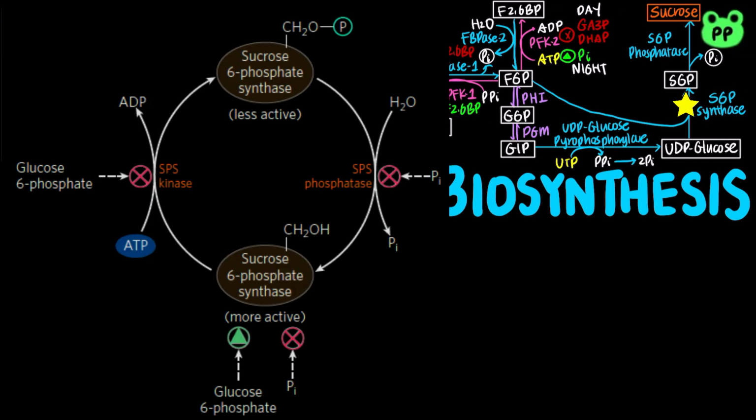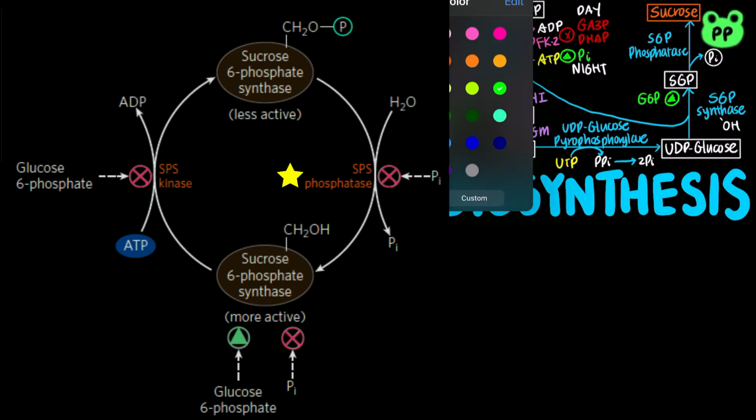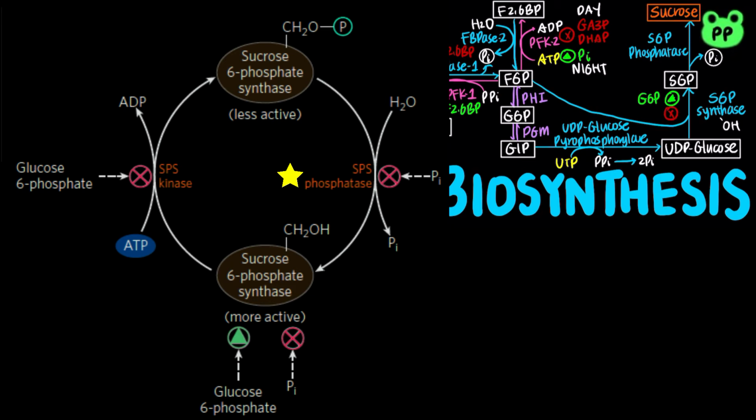On the other hand, sucrose 6-phosphate synthase is regulated by phosphorylation. It is active while dephosphorylated and inactive while phosphorylated. Sucrose 6-phosphate synthase kinase, which phosphorylates sucrose 6-phosphate synthase, is allosterically inhibited by glucose 6-phosphate, while sucrose 6-phosphate synthase phosphatase, which dephosphorylates it, is allosterically inhibited by inorganic phosphate, which means that ultimately during the day, excess glucose 6-phosphate indirectly activates sucrose 6-phosphate synthase, promoting sucrose biosynthesis. And during the night, accumulation of inorganic phosphate indirectly inhibits sucrose 6-phosphate synthase.